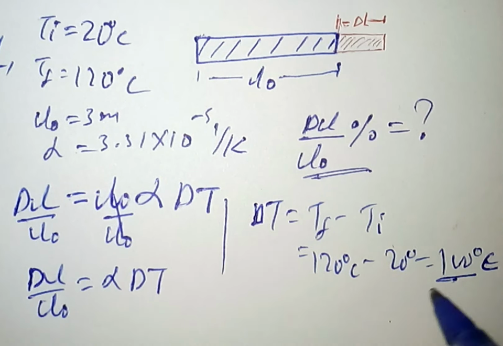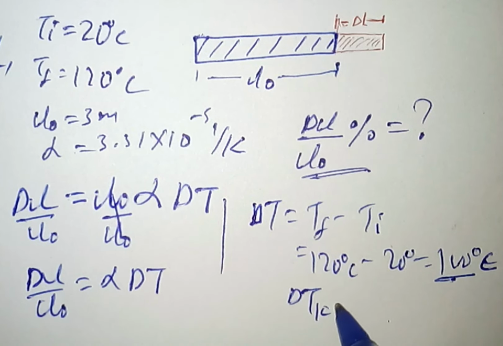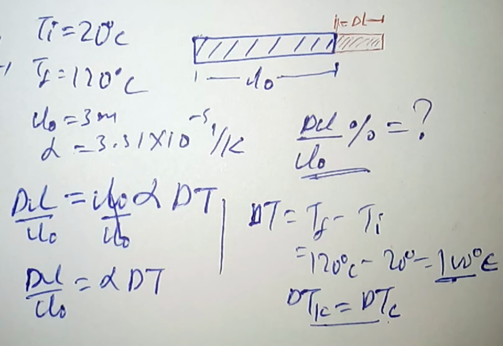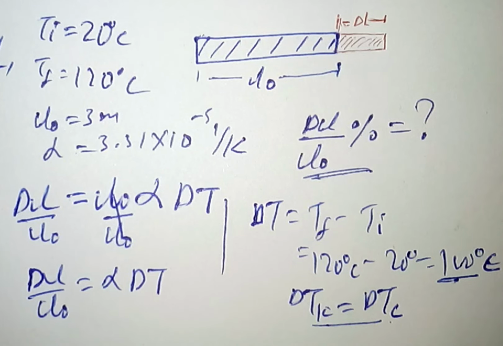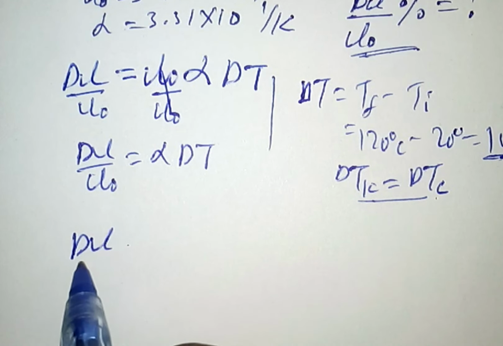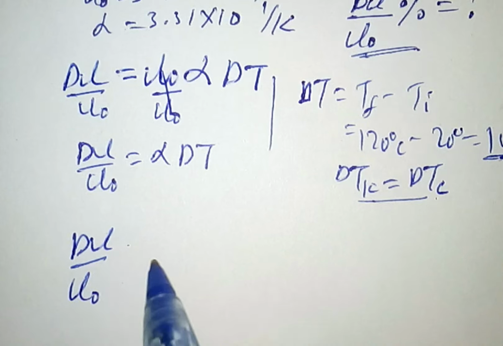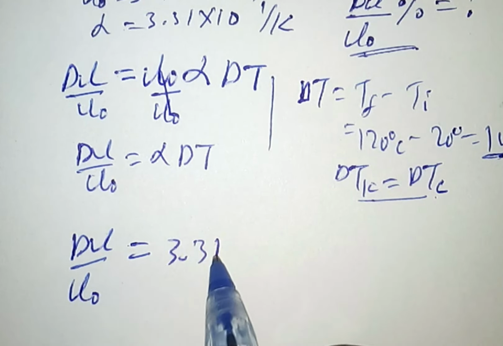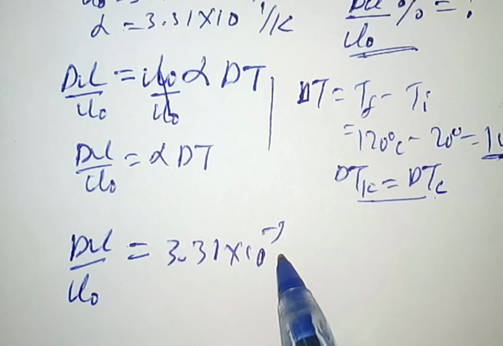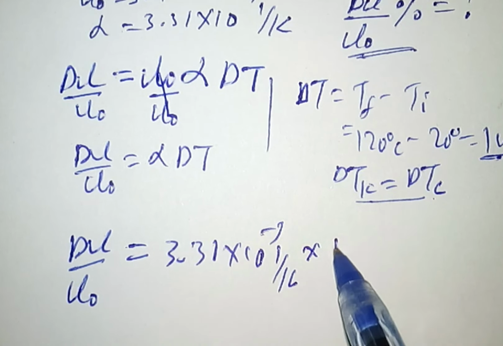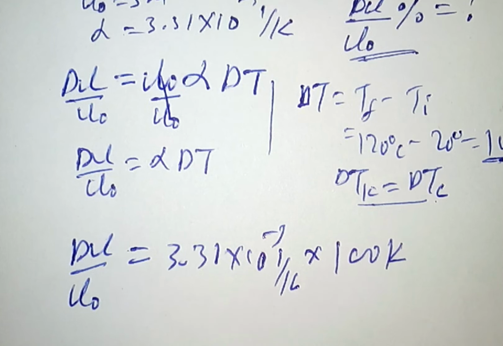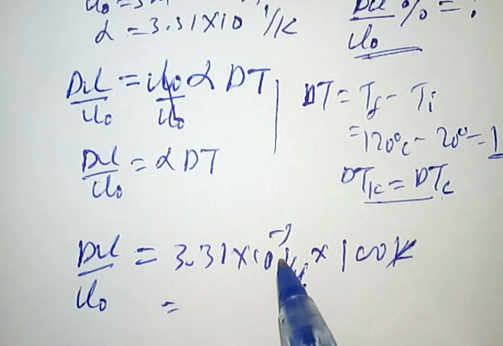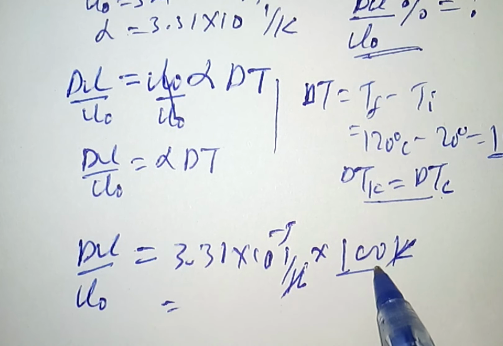So this means that change in temperature in Kelvin is also equal to change in temperature in degrees centigrade. So I can use Kelvin or degree centigrade. So then change in length with respect to the original length L naught is equal to alpha, 3.31 times 10 raised to minus 5 per Kelvin, times change in temperature, 100 Kelvin or 100 degrees centigrade. So I can cancel Kelvin here and we are left with 100, which is simply 10 raised to 2.